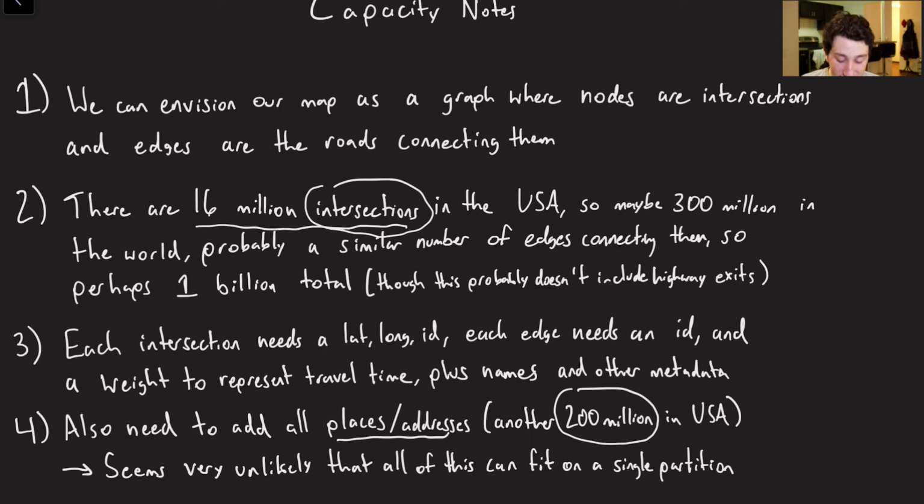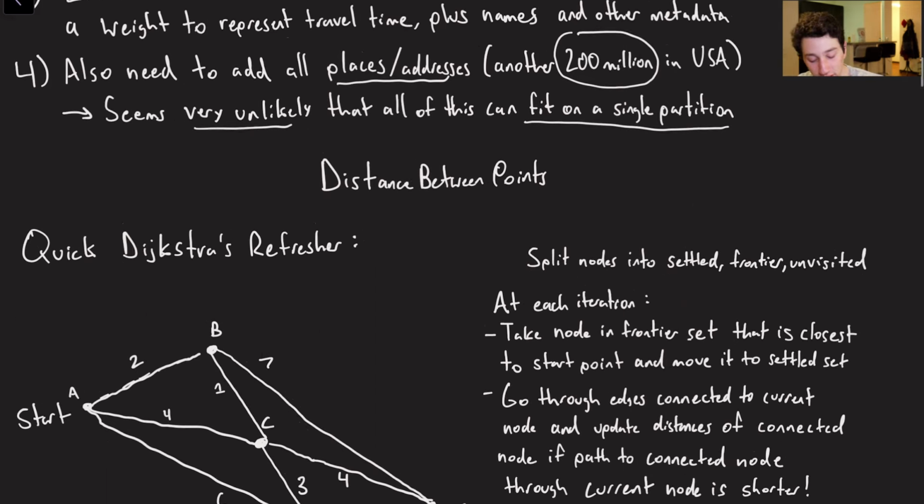And so basically the gist is that the only reason I say this is because our graph is very, very unlikely going to be fitting on a single partition. I'm not going to try and estimate how many partitions we're going to need. We're going to need a lot, but it does tend to complicate things when we can't fit everything on one partition, and that I think is worth noting.